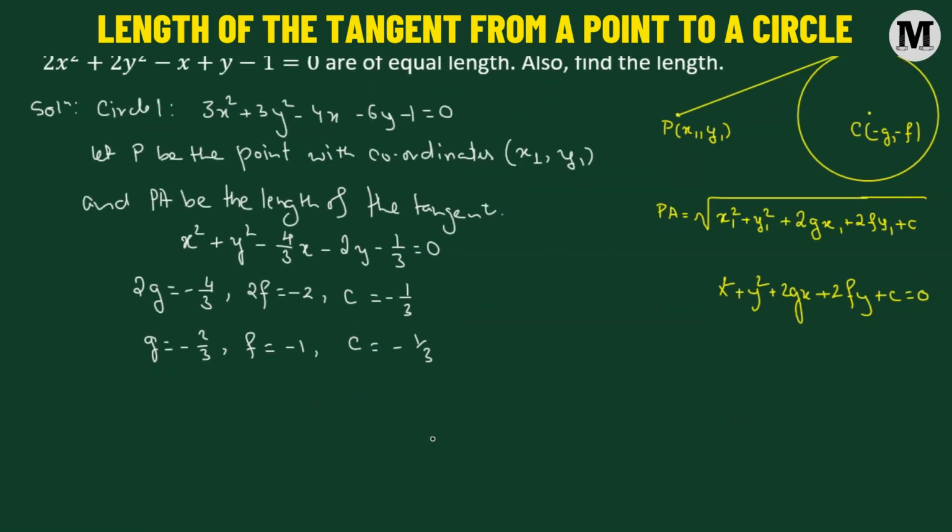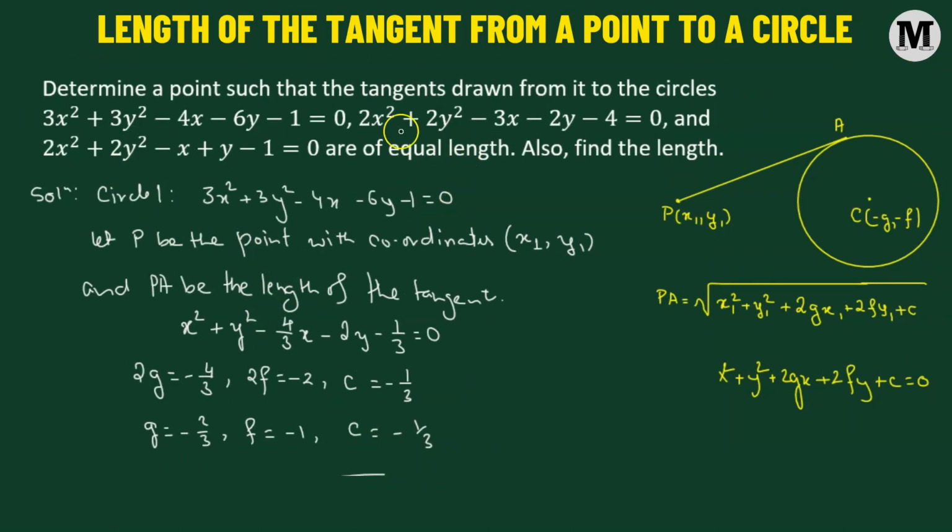Now let's find out the length of the tangent PA using the formula. So here we have the square root. We have considered the point to be x1, y1, so we have x1 squared plus y1 squared. Next we need 2 times g times x1. So 2 times g, that's -4/3, so we have -4 over 3 times x1. Then we need 2 times f y1. So 2 times f, that's -2, so we have -2 times y1. And the constant value is going to be -1/3. We're going to label this as number 1.